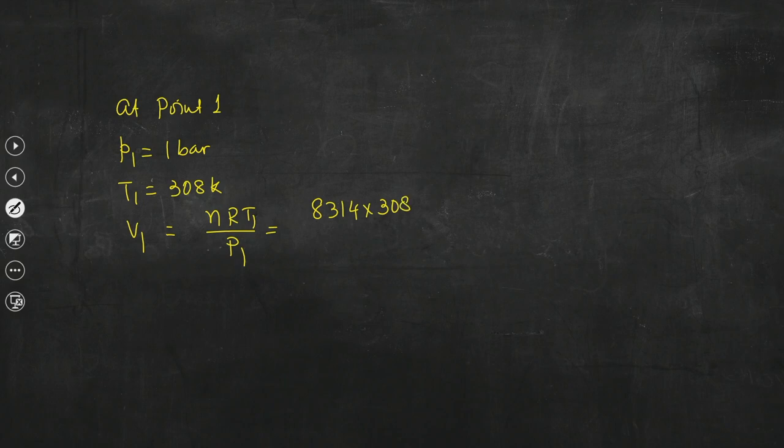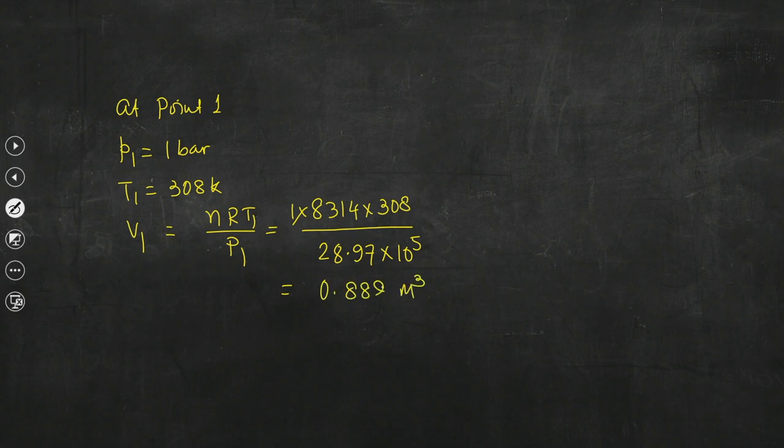And if we calculate it, it is coming 8314 into 308 divided by 28.97 into 10 power 5. So, 1 bar that we are converting into Newton per meter square. And it is coming 0.889 meter cube. So, this is V 1 volume.